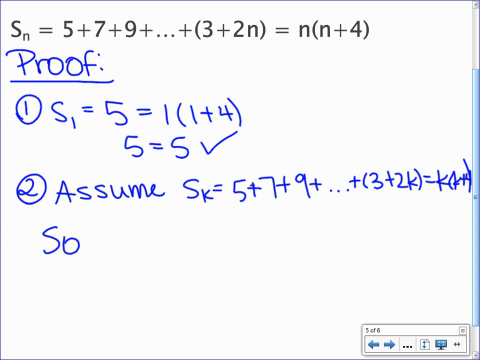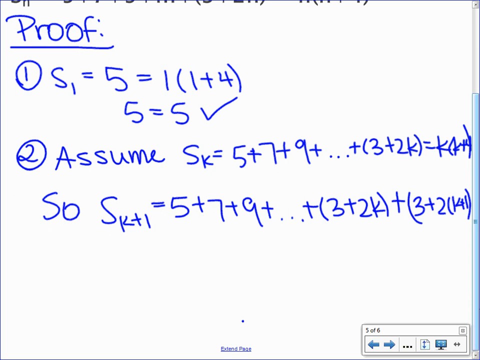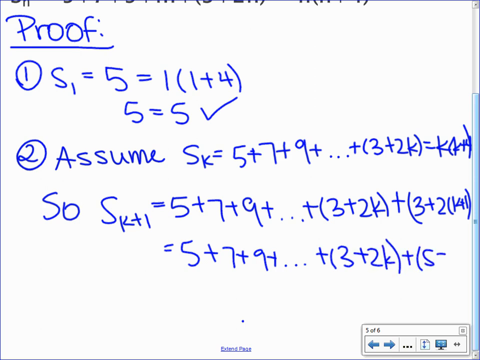Okay. First of all, let's write out S of k plus 1. Let's just write out the sum of the first k plus 1 terms. The sum of the first k plus 1 terms is going to be the sum of our first k terms plus what is our k plus 1 term? Let's do this: 3 plus 2 times k plus 1. When we distribute that 2, plus 2k, correct?